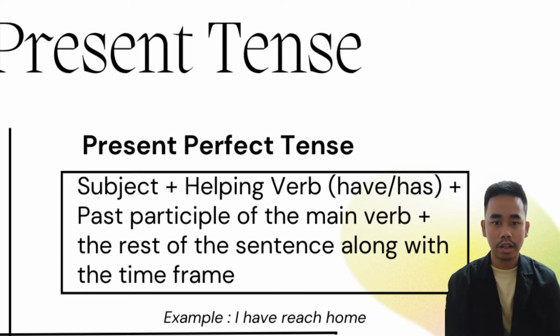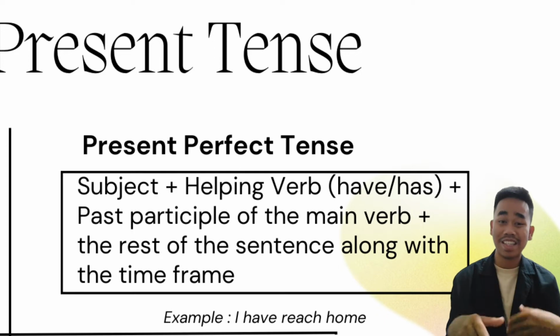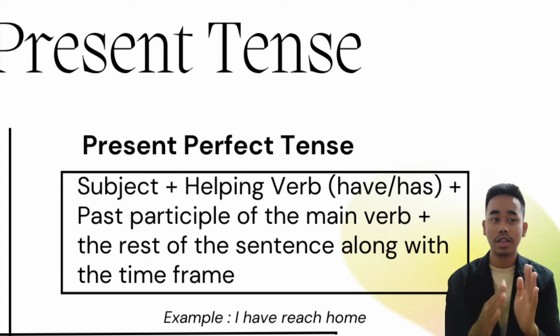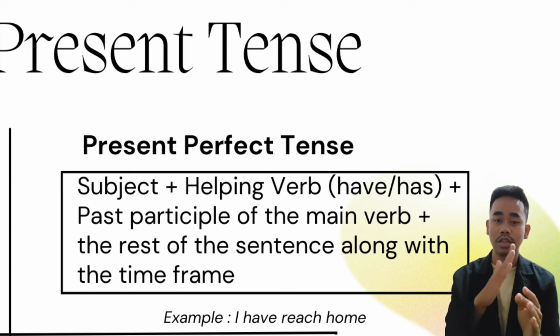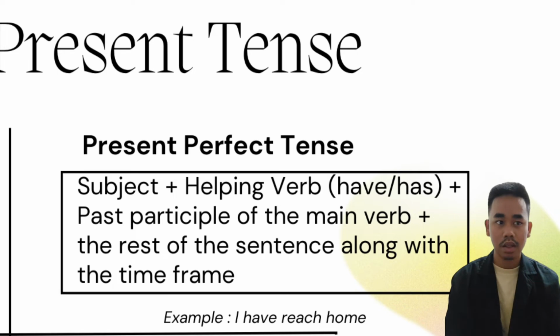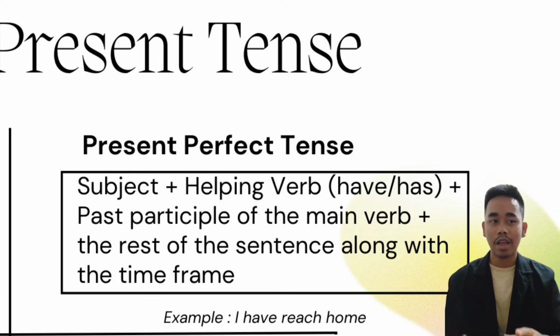For the negative, it is used when you didn't do that or you never did that. So for the structure you have subject plus have not, or haven't, or has not, and this is followed by verb 3. For example, I have not written the romantic novel.